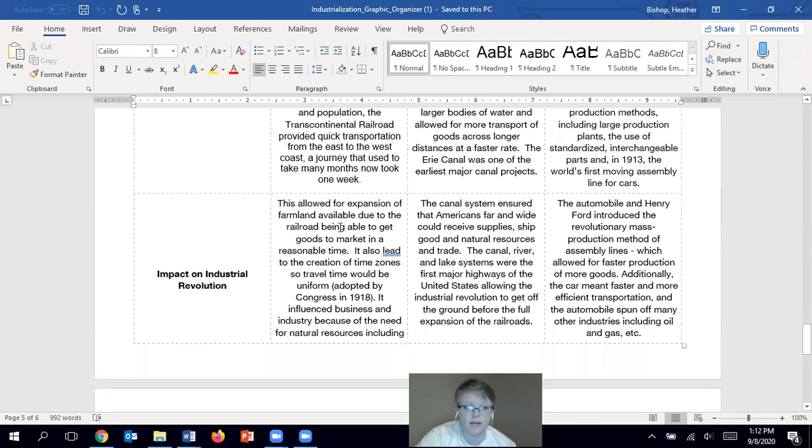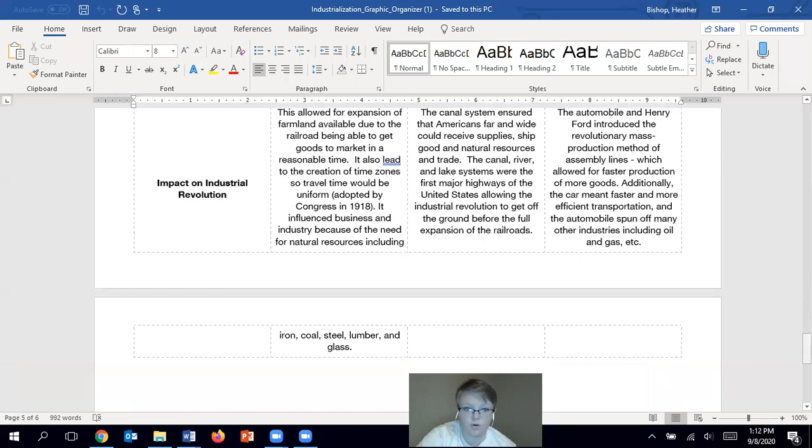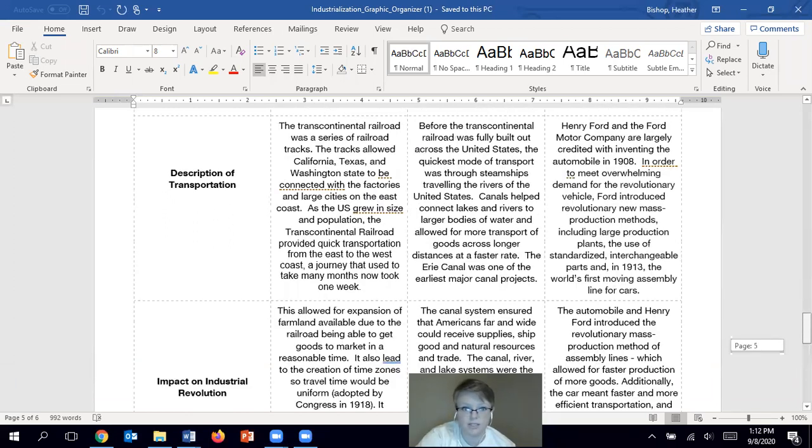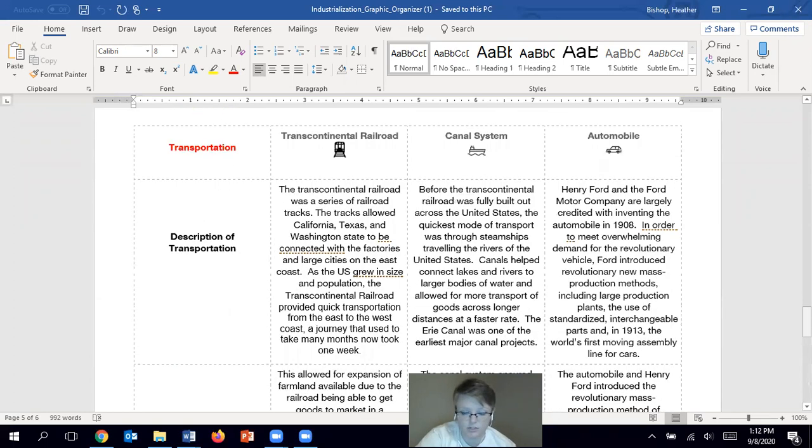This allowed for expansion of farmland available due to railroad being able to get goods to the market in a reasonable time. It also led to the creation of time zones so travel would be uniform, adopted by Congress in 1918. It influenced business and industry because of the need for natural resources, including iron, coal, steel, lumber, and glass. So the Transcontinental Railroad is a railroad that went from one end of the country to the other end, revolutionized how we did everything because it became quicker to do.